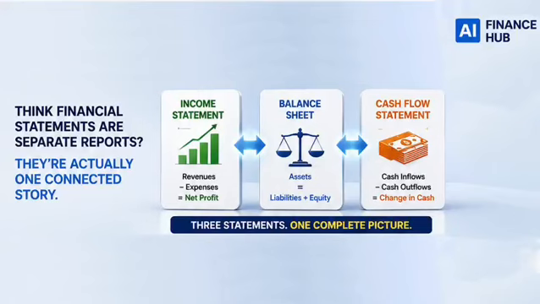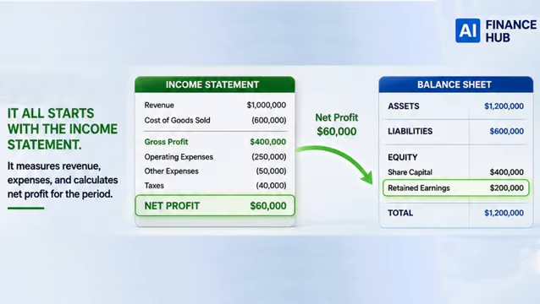Looking at financial statements is one thing. Understanding what they mean is another. That's where financial ratios come in. Financial ratios turn raw numbers into meaningful insights about a company's performance, profitability, liquidity, and financial health.